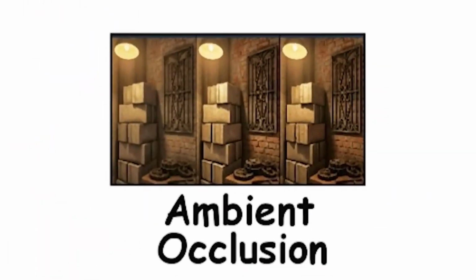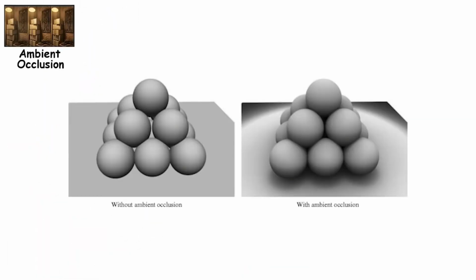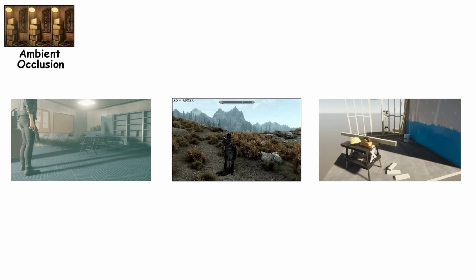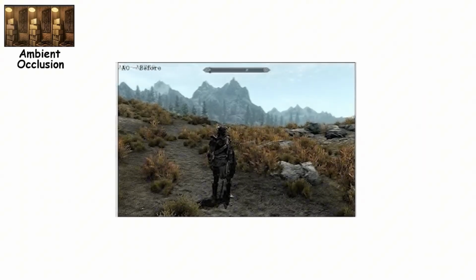Ambient occlusion. Ambient occlusion adds subtle shadows in places where light naturally struggles to reach. Corners of rooms, gaps between rocks, under tables. These tiny shadows help objects feel grounded. Without it, lighting looks oddly flat, and objects seem to hover slightly above the floor.